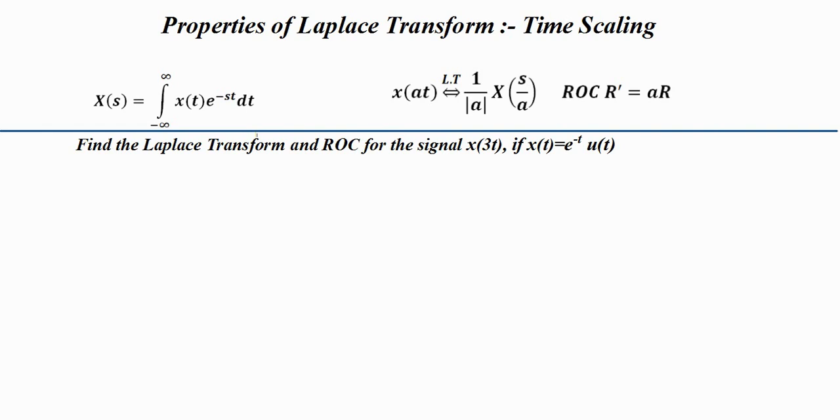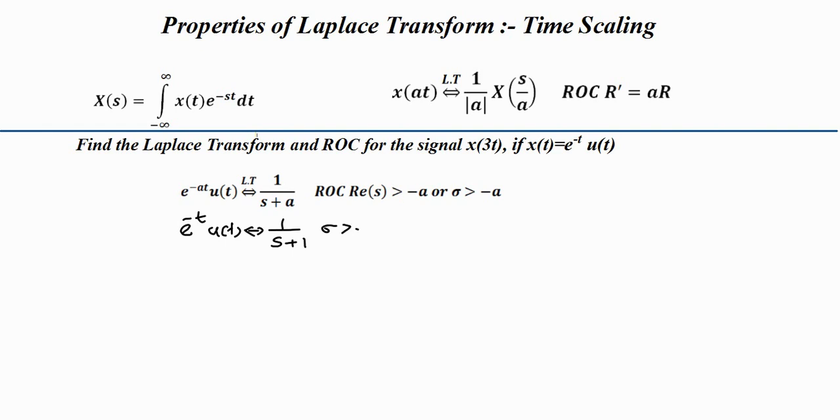Okay, so first we can take the general formula: e raised to minus at into u of t is 1 by s plus a, and sigma greater than minus a, that's the ROC. So based on that you can write that e raised to minus t into u of t is 1 by s plus 1 and sigma greater than minus 1. So I can say that this is x of t, and the given quantity is x of s.